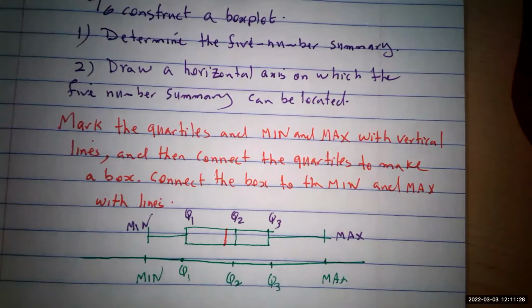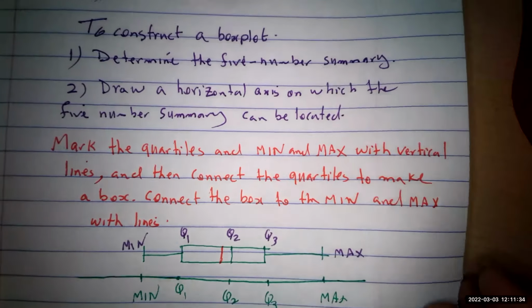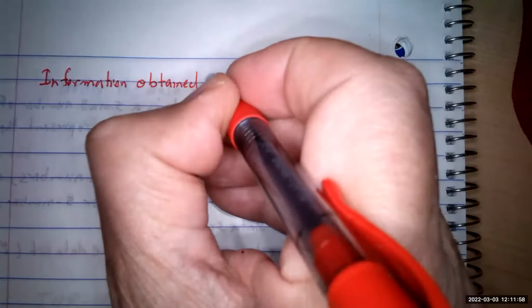Okay, there are 3 cases. Let me see if I can write this information too for you, and then we give you an example next time. So you construct it, but you have to make a comment, okay? Your comment comes from this information, obtained from a box plot.